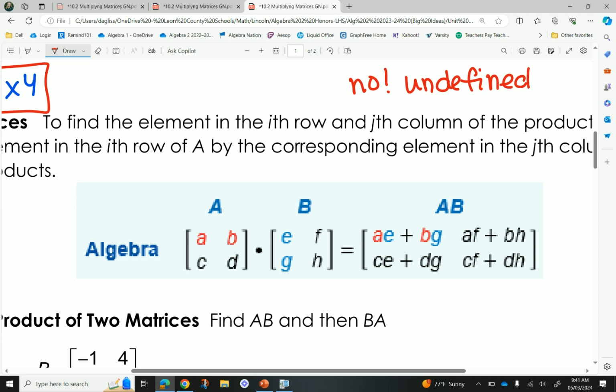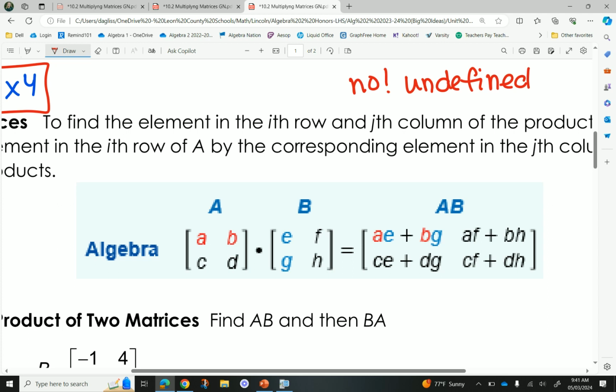Yeah? If we're trying to find my second row and first column, I use the second row of column A and the first row of column B. Multiply, add, multiply. So you multiply each entry to each other as you work your way down, and then you add them all up.